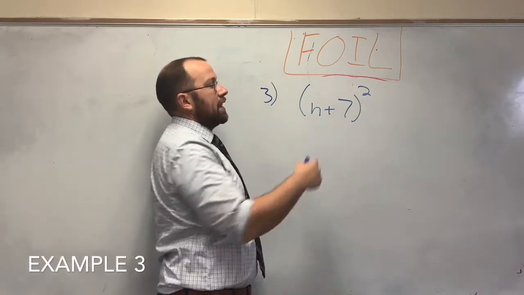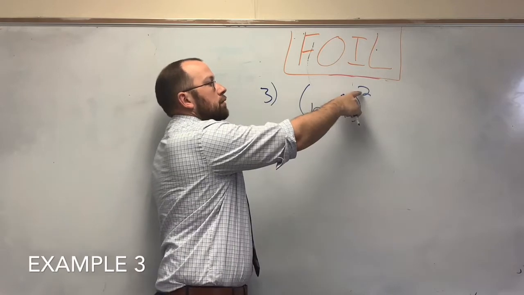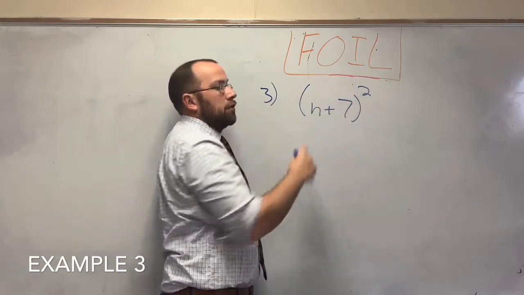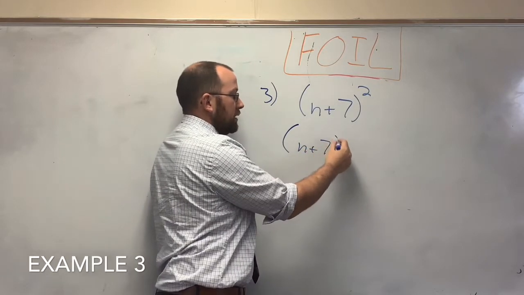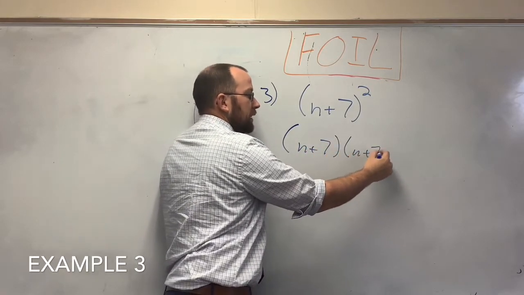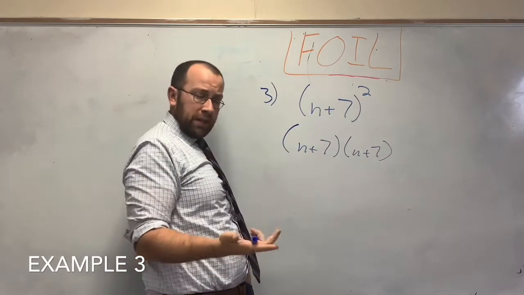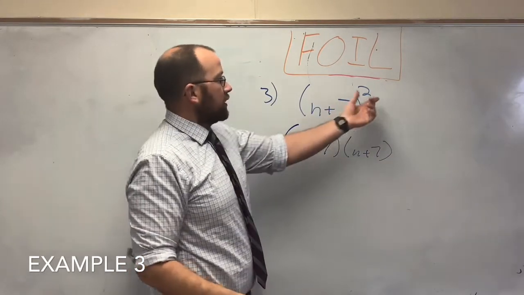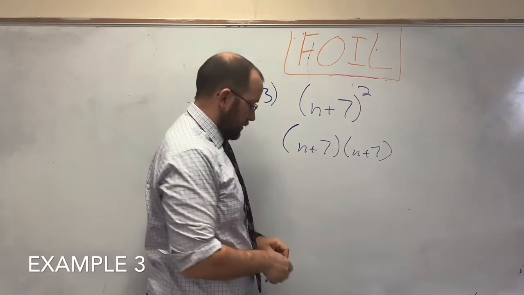So (n plus 7) squared. This always gets confused. You don't just distribute the 2 to both. What this means is n plus 7 times n plus 7. Do not just distribute the 2 and give me n squared plus 49. That is not the answer. That squared means this whole thing twice.